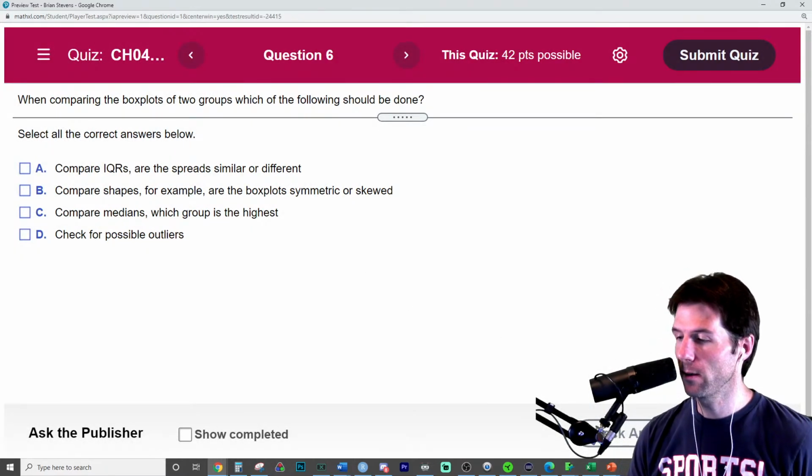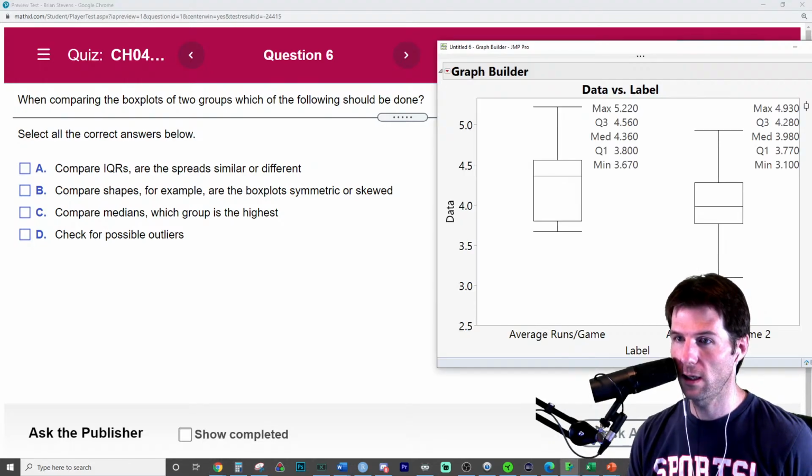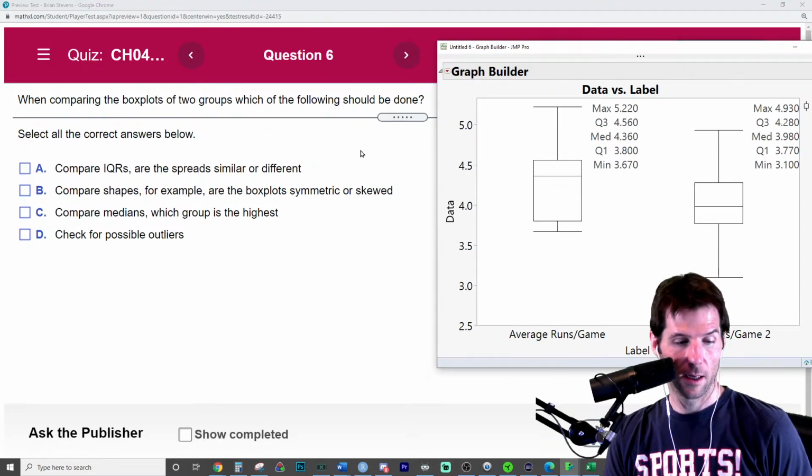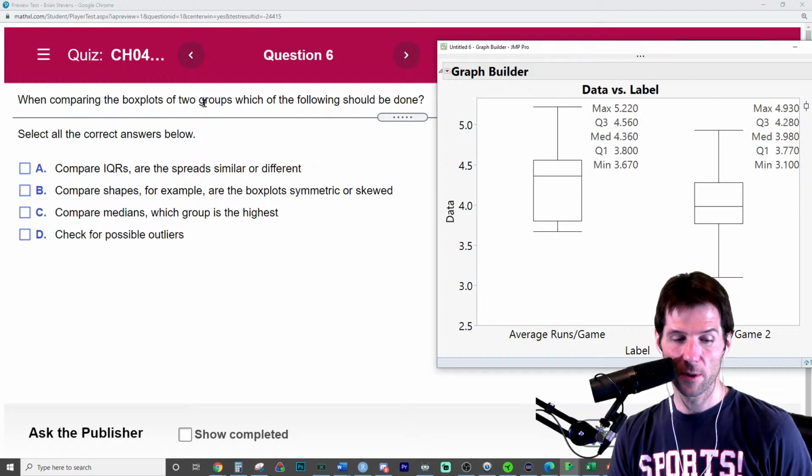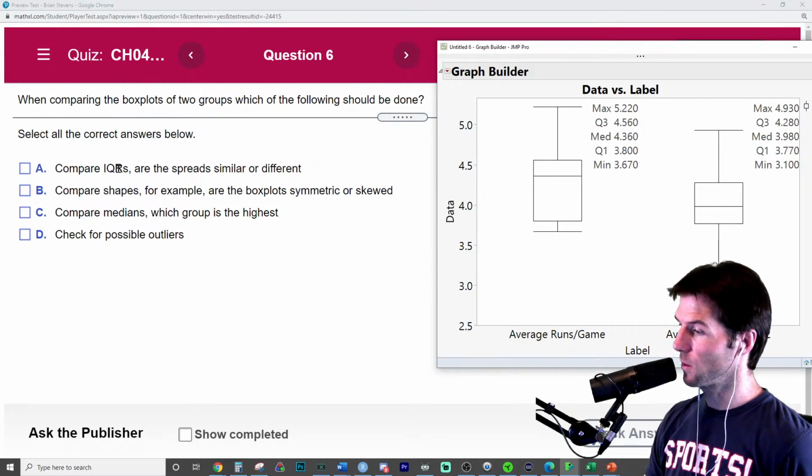Here we go. Let's go look at our data again to see. Okay, what did it say? When comparing the box plots of 2 or more groups, which of the following should be done? Compare the IQRs. Oh, this is good for Viz 3.